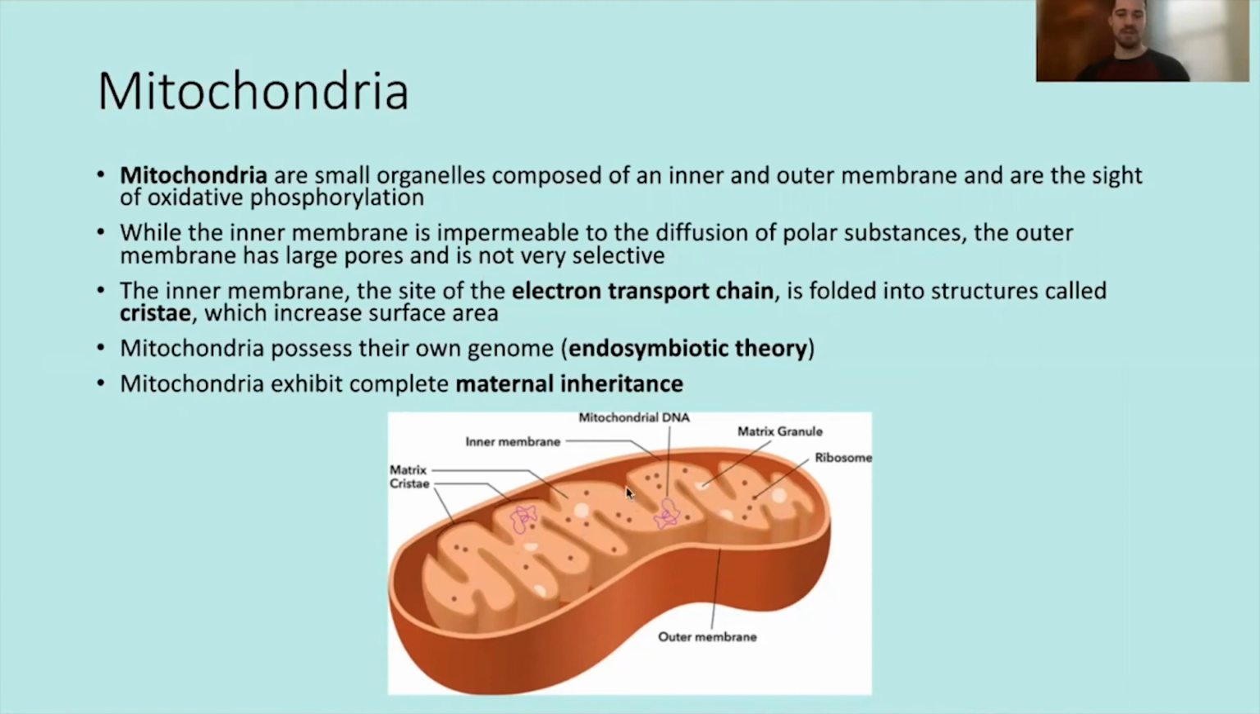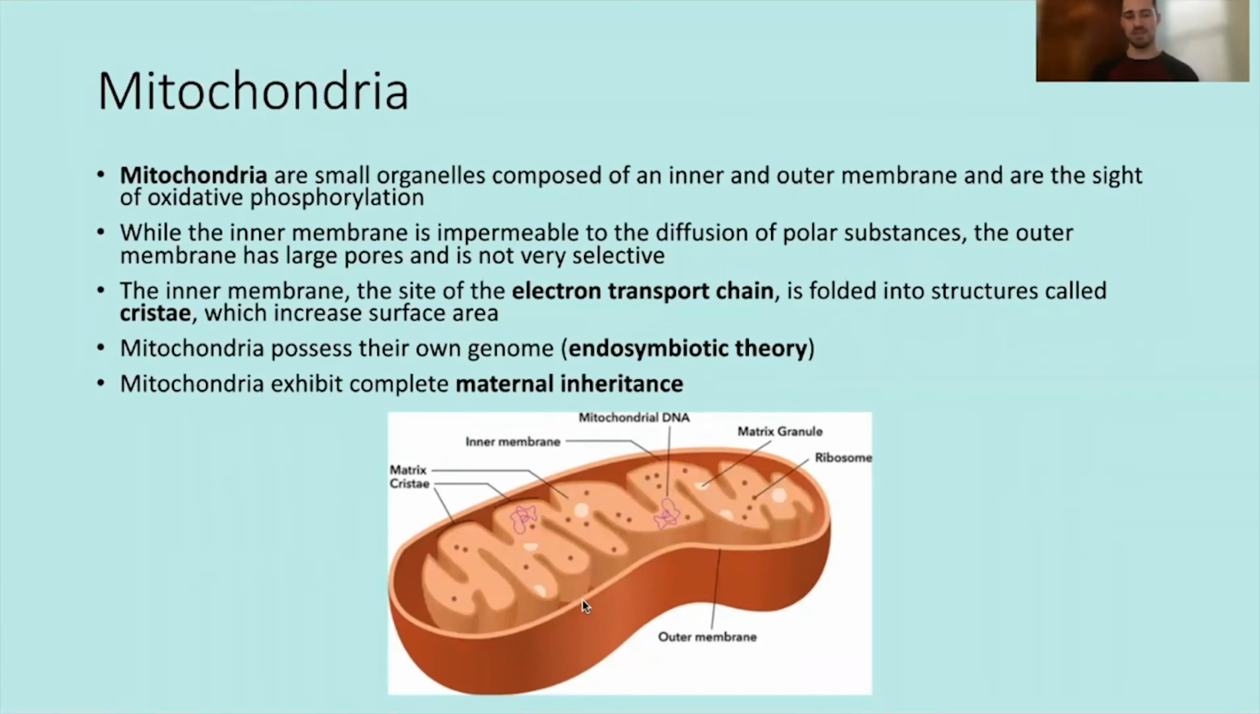So it's very likely that if these were budding out of another organism, that second membrane was formed around it due to a situation like that. But you don't have to know too much about endosymbiotic theory. Just know that that's an explanation for why the mitochondria is sort of a little bit different from the rest of the organelles, specifically because it does have its own genome.